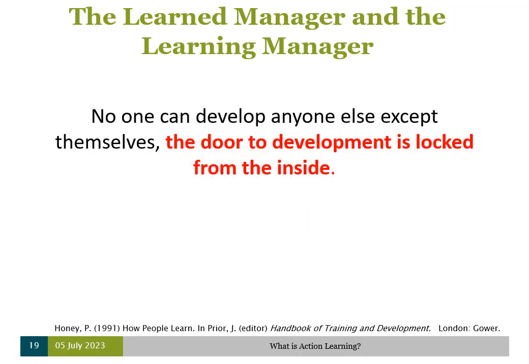Thus, a learned manager is someone who knows all the theory, but is perhaps not so good at putting it into practice. On the other hand, a learning manager is someone who is constantly adapting to their environment and is open to change. This is why action learning is such a great phrase. Ultimately, it is about putting learning into action.